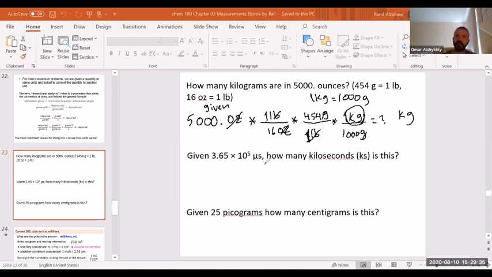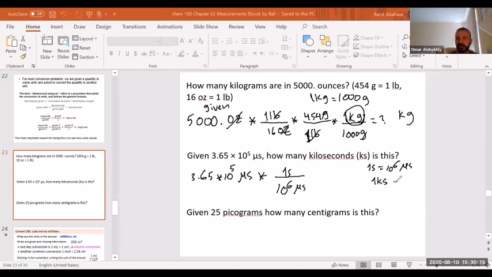3.65 times 10 to the power 5 microsecond. How many kilosecond is this? Start with the given, 3.65 times 10 to the power 5 microsecond, times. I will convert it to second terms. Okay, how will you convert it? Each 1 second has 10 to the power 6 microsecond. So here I will put the 10 to the power 6 microsecond in the bottom and 1 second in the top. And now I need to convert it to kilosecond.